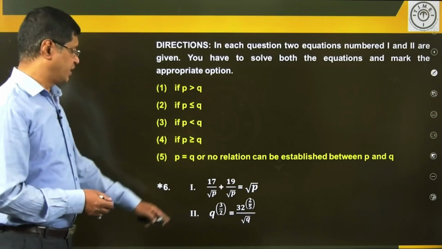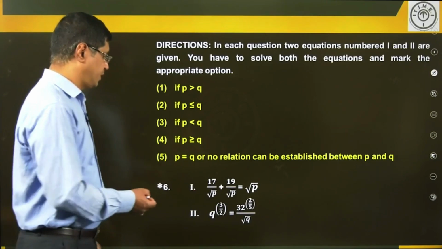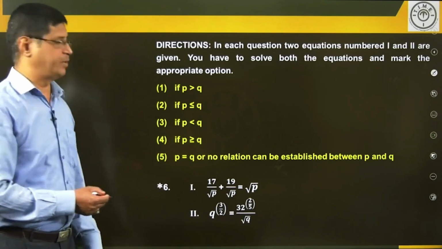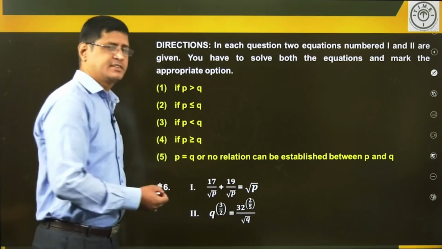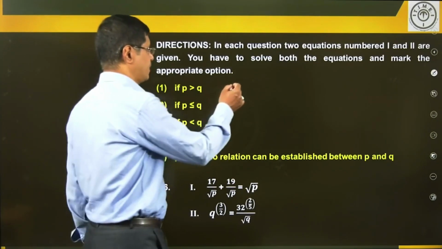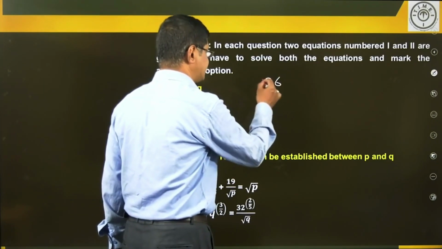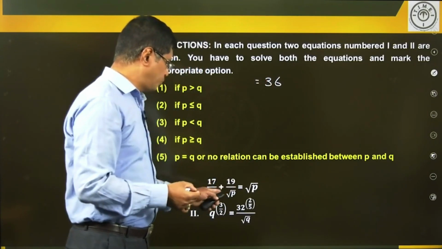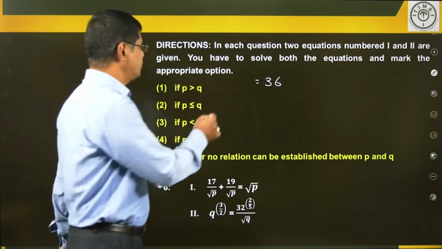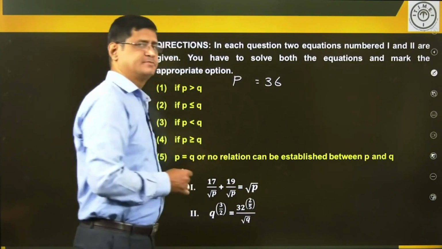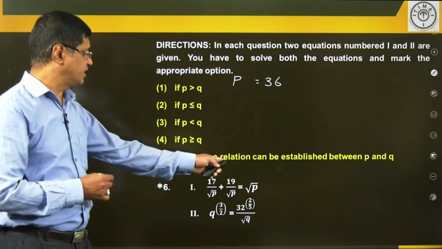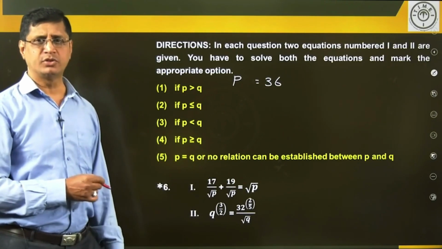Now, look at the first quadratic equation. What is the value of P? Here, the denominators are the same. Root P is the denominator. 17 plus 19, the sum of these two is equal to 36. So, 36 is equal to how much? Root P into root P, that is P. It means in the first quadratic equation, the value of P is equal to 36.